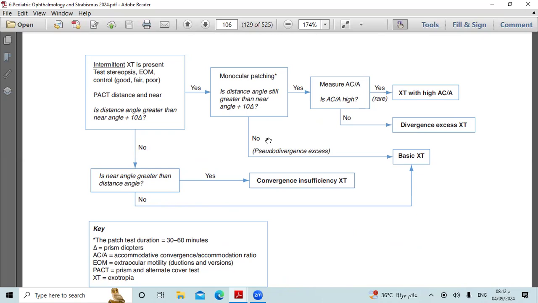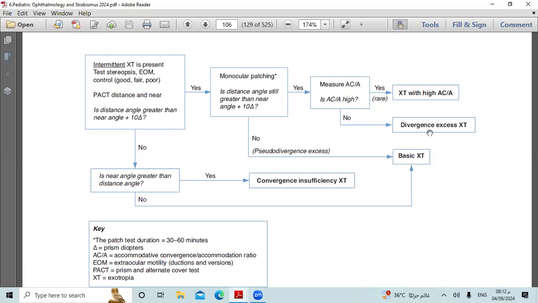When we have tenacious proximal fusion, when you do the cover test, the angle will become the same for near and distance. So here, if the distance angle is no longer greater than near by more than 10 prism diopters after you patch for 30 minutes to 1 hour, we call it pseudo-divergence excess. But if the angle is still more than 10 after the patching, you should rule out high ACA ratio by doing plus 3 lenses. So you measure the ACA ratio, and if it is still high, more than 10, this is exotropia with high ACA ratio. If there is no high ACA ratio after you measure it, we call it divergence excess exotropia.